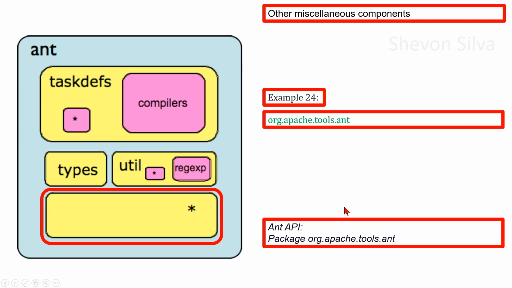Now we are considering Java Ant API. Here we can consider as an example the package org.apache.tools.ant.